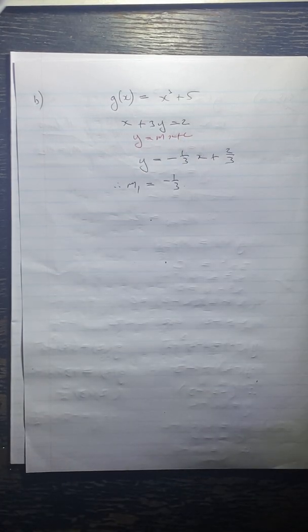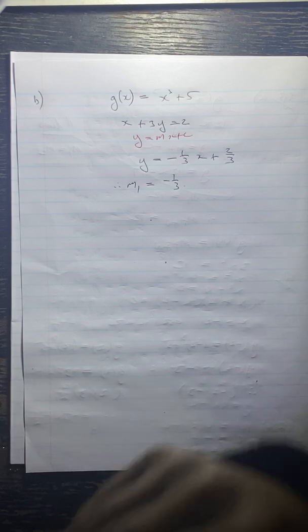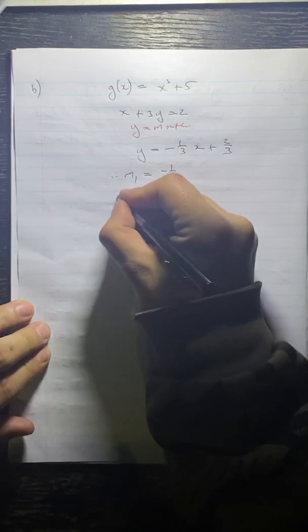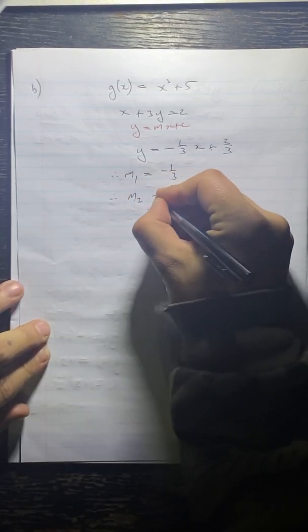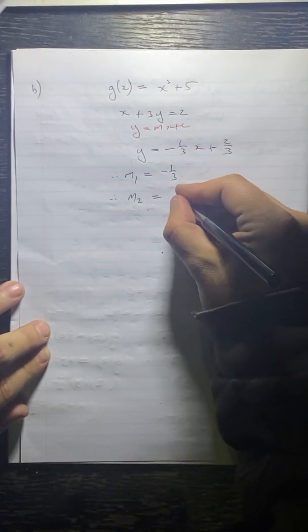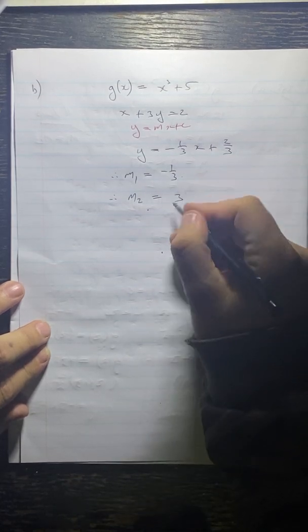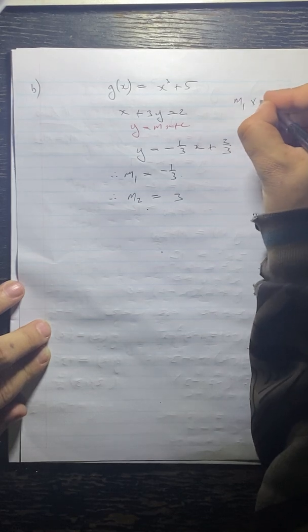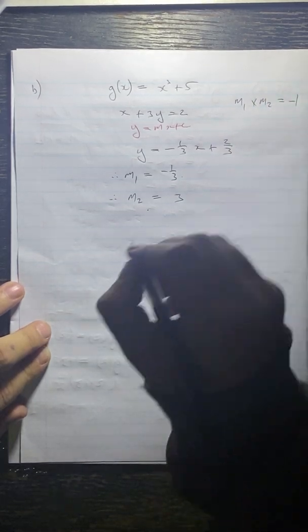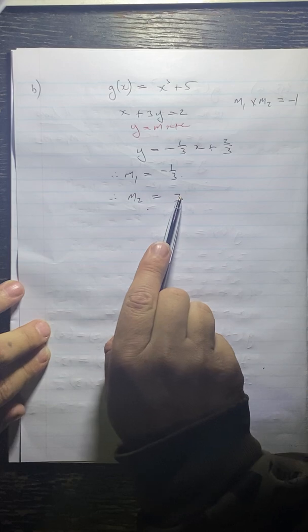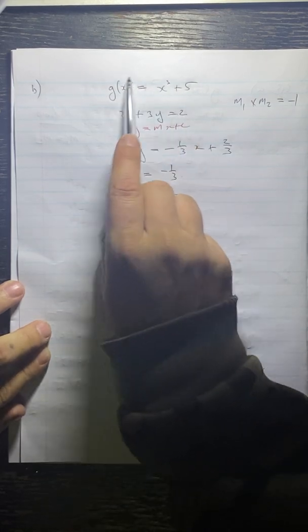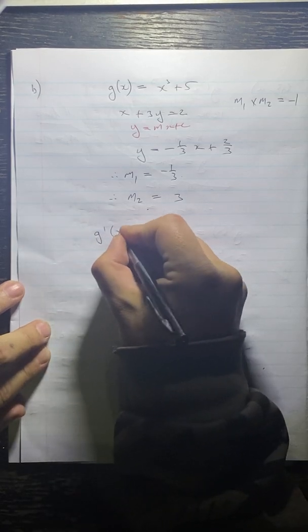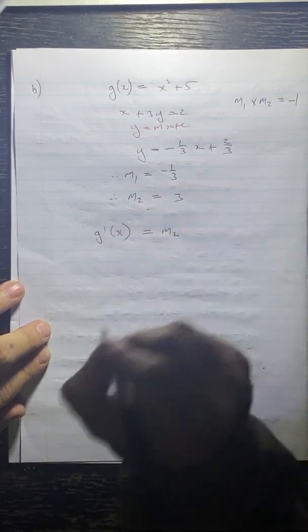Now if it's perpendicular, you remember our property: m1 times m2 equals minus 1. Therefore, m2 must be equal to, if I invert this and then change the sign, 3. And that is the gradient I'm looking at because they are perpendicular. Now that I have the gradient, I'm going to differentiate and set that equal to this. So we have g dashed of x equals m2.